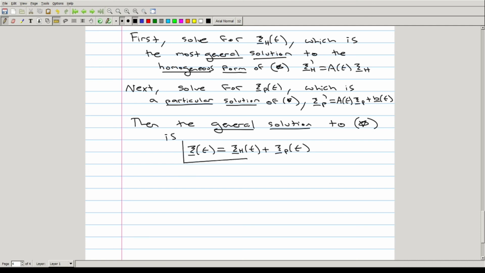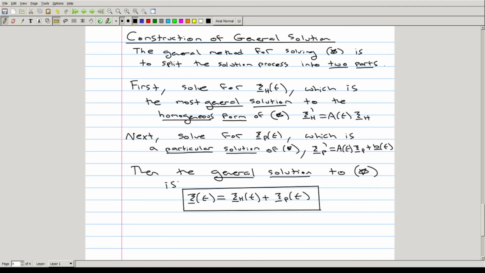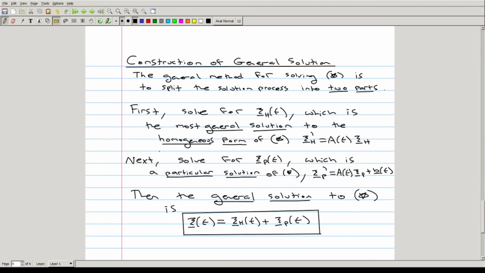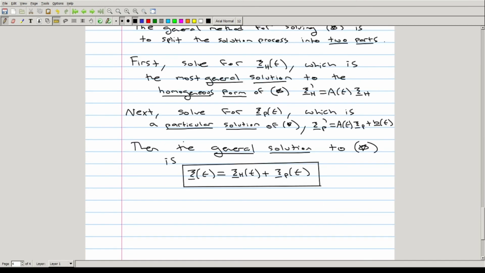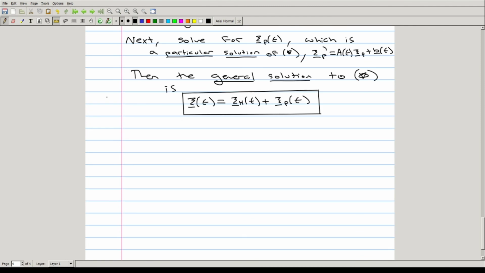And this is just one of the many times that we're going to use what's called the superposition principle, which is essentially an inherent property to all linear ordinary differential equations. And this is one of the things that makes solving a general linear ordinary differential equation system so nice. Nonlinear systems are much more complicated, and we don't have this nice solution method.